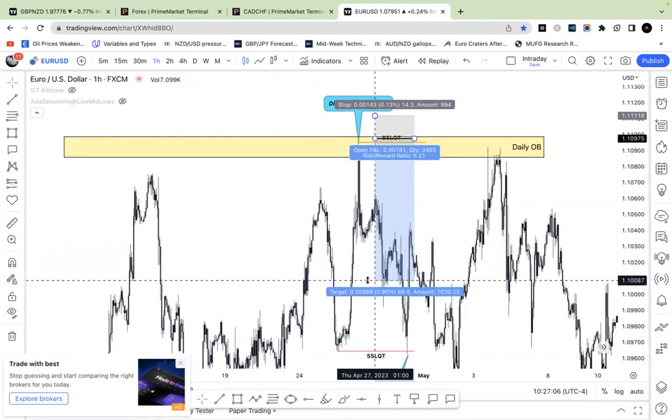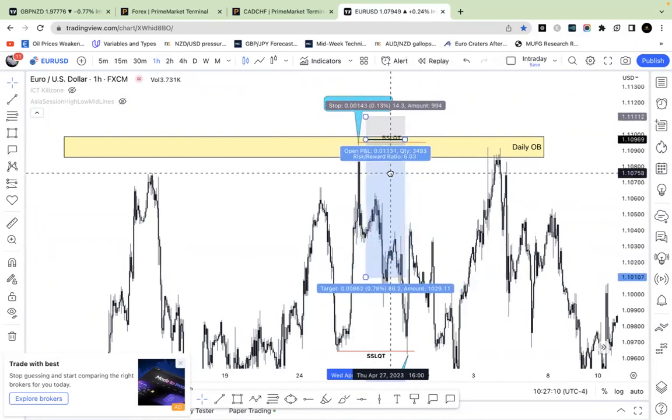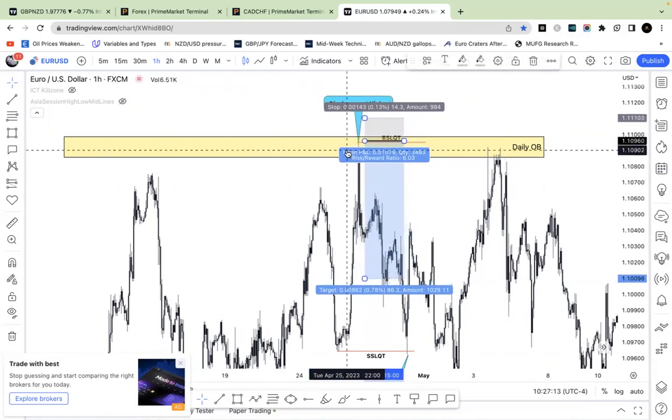If this was not present, right? I'm going to expect this swing high to be taken inside of my POI, my higher time frame POI, for a displacement higher, right?